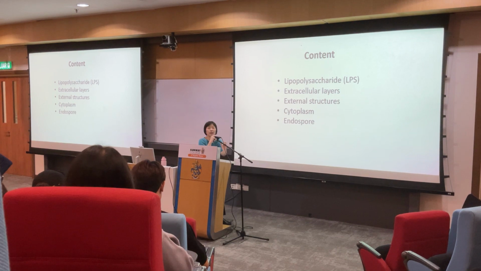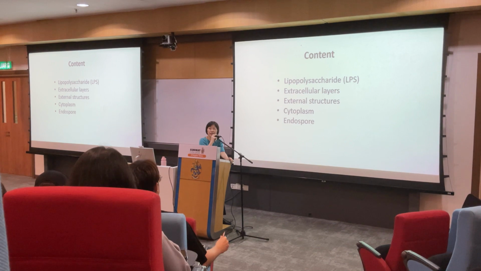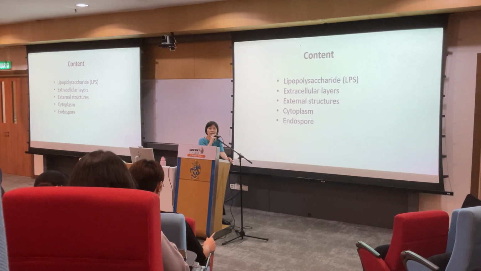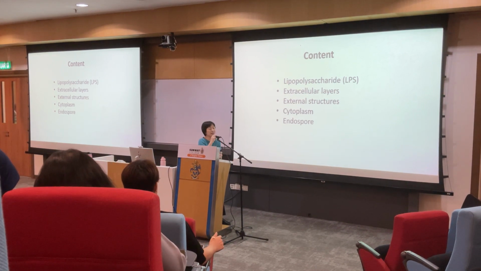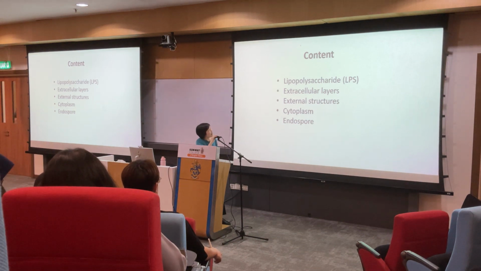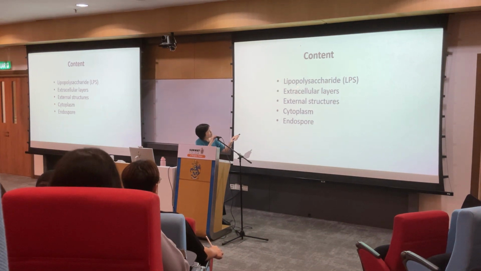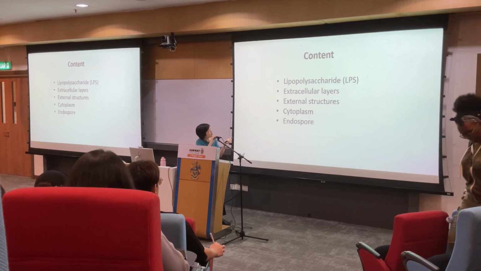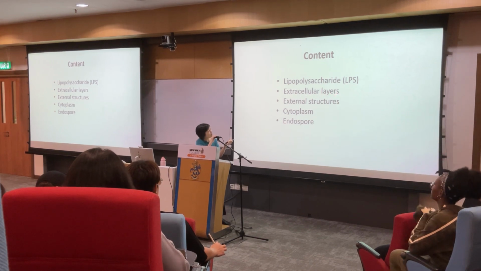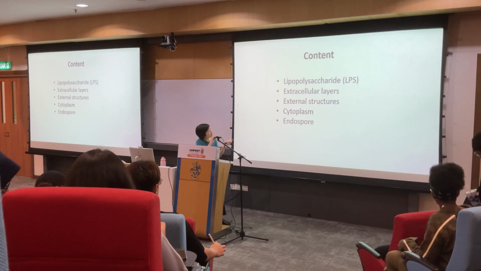In last lecture, we talk about the LPS, how LPS is a virulence factor, and how it binds to the toll-like receptor and cause inflammations in host cells. And today we will also look at the structure, what are the three components present in the LPS, and then we talk about the extracellular layer, other than the cell wall or cell membrane, what other extracellular layer on the surface of cells, and external structure.